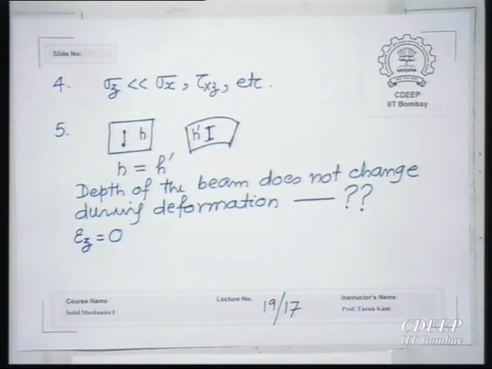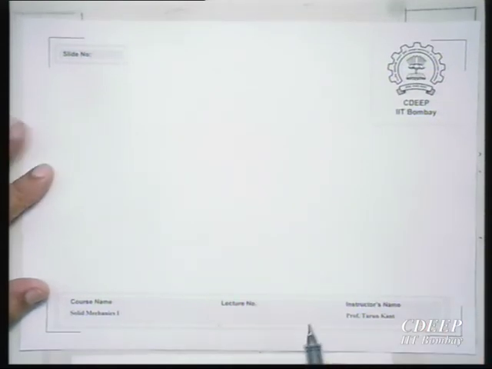So, these are the 5 assumptions on which your Euler-Bernoulli beam theory is based. Please remember this all the time. These are the basic assumptions on which we have derived. Now, just quickly I will give you an example and you can do it at home.